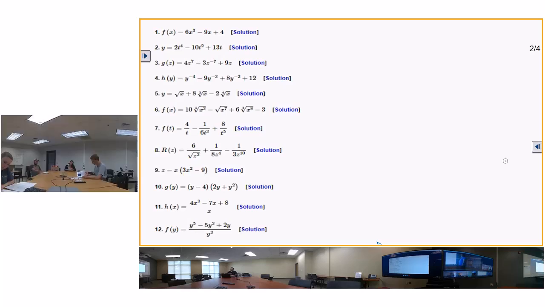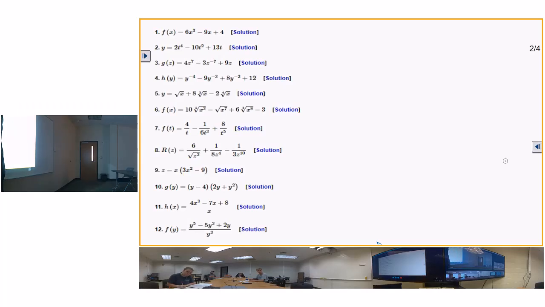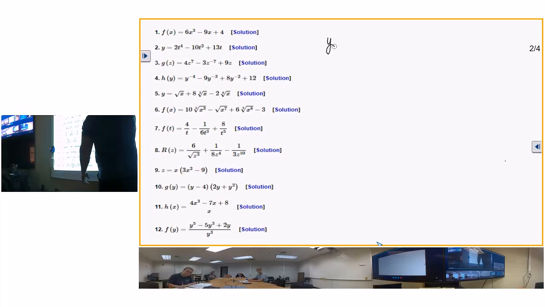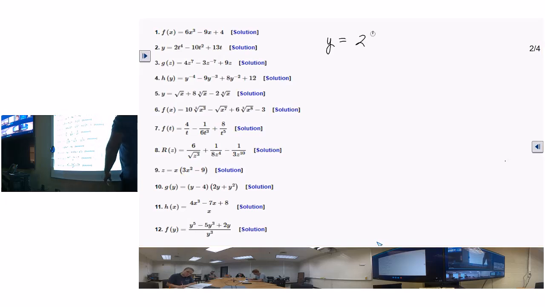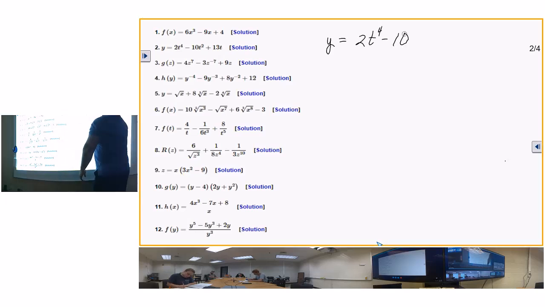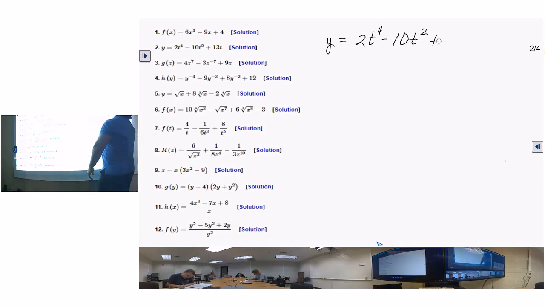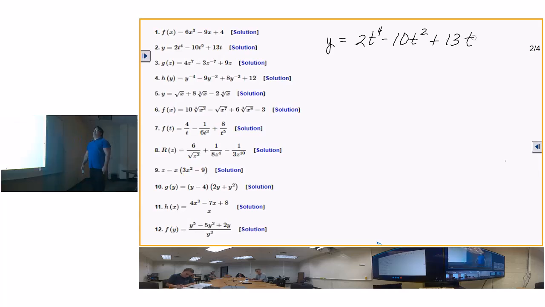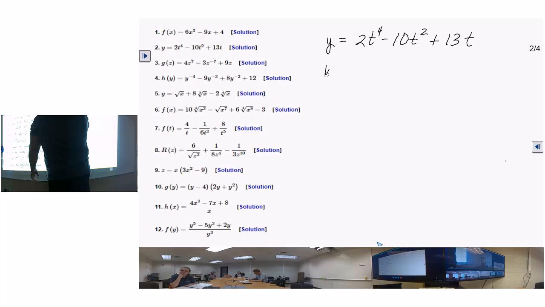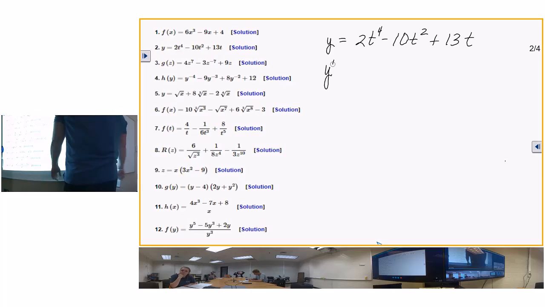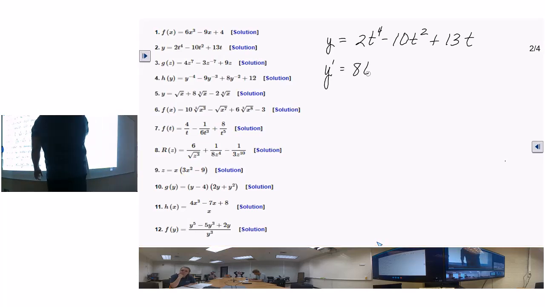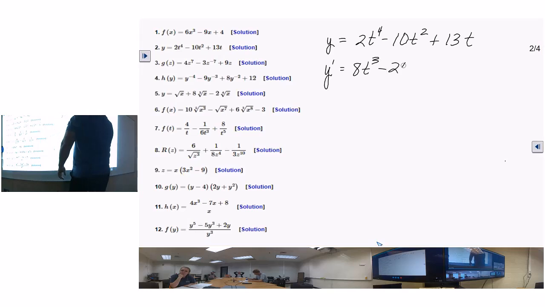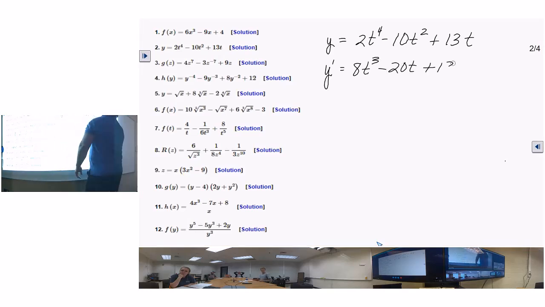Number 2 says y is equal to 2t to the 4th minus 10t squared plus 13t. What is this? Is this a product rule, quotient rule, or are you just going to do each term? Just do each term. So y prime is equal to 8t to the 3rd minus 20t plus 13.